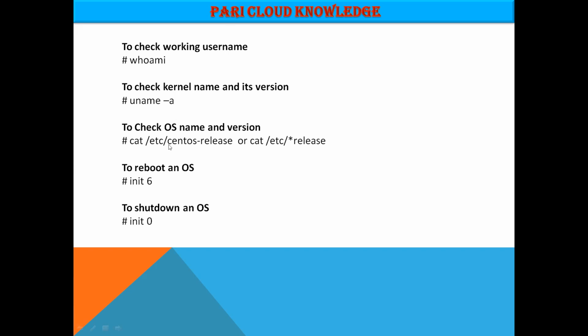And to check the OS name and version, you can type cat slash etc slash os hyphen release. For example, if you are using Red Hat, like this is a Red Hat machine, then you have to type redhat hyphen release. Or if you are using CentOS, then you have to type centos hyphen release.